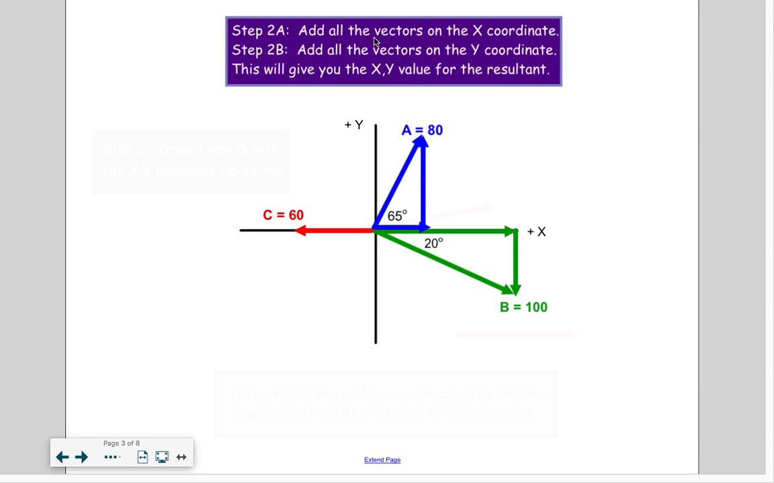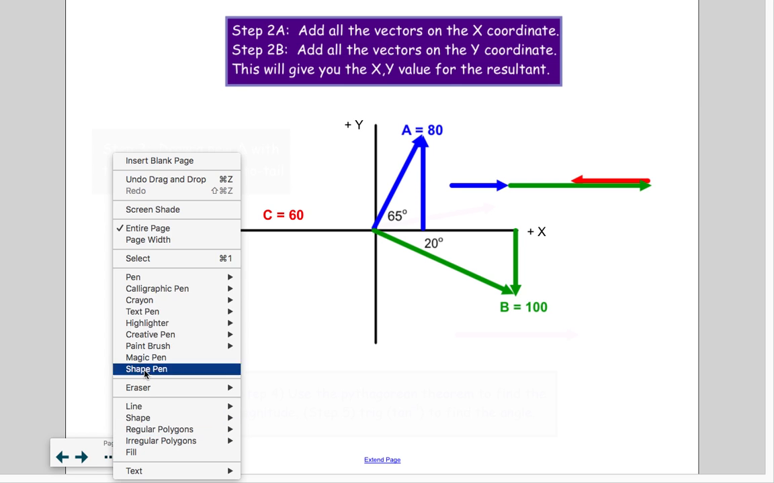So basically what this is saying is we're going to add all the vectors in the x coordinate, add all the vectors in the y coordinate, and that gives me my total x and total y. So basically I'm going to combine this, and this, and this. And notice that I'm adding them tip to tail. And so by doing so, here's where my total x would be, my total x resultant.